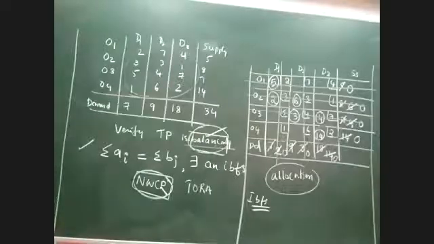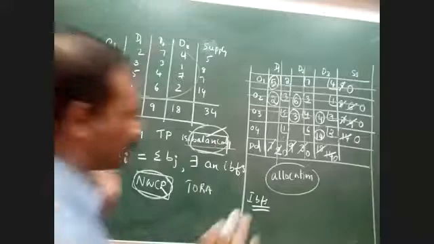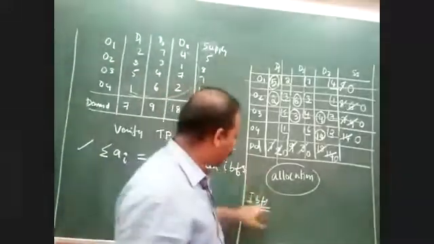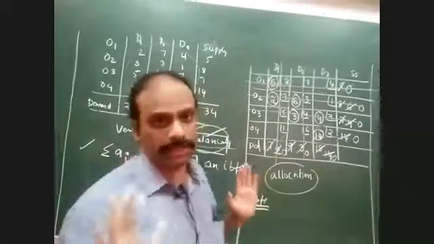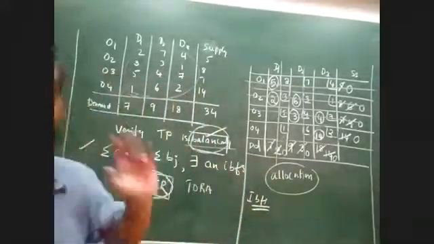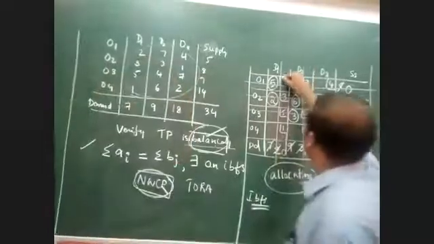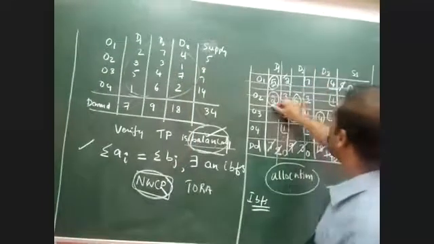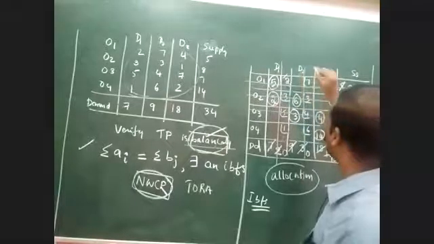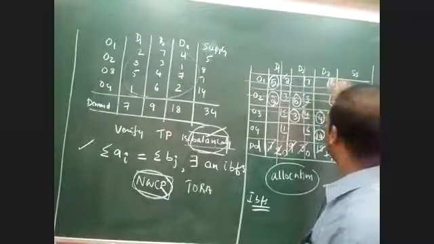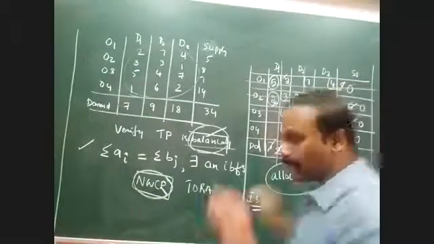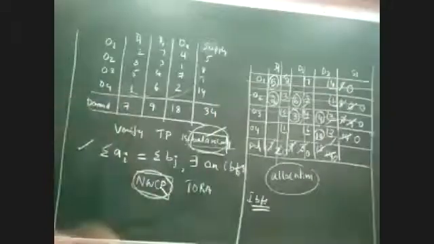How do we calculate? Please look at the board clearly. It's a very important step, and very simple also. The cost calculation is very simple. You should see how many cells have allocations. We check: 1, 2, 3, 4, 5, 6. Yes, there are 6 cells in the given problem which have allocations.